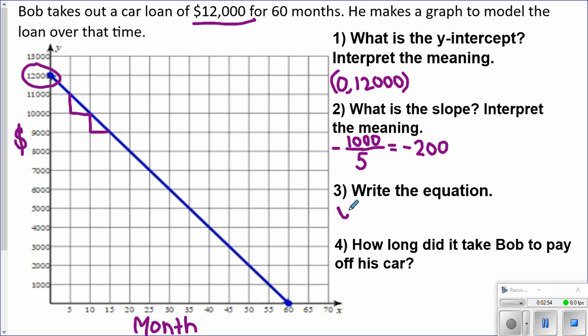So let's write the equation. y equals negative 200. That's my slope from question 2. Don't forget the x. Plus, what's my beginning point, my starting point, my y-intercept? The total amount of the loan, 12,000.